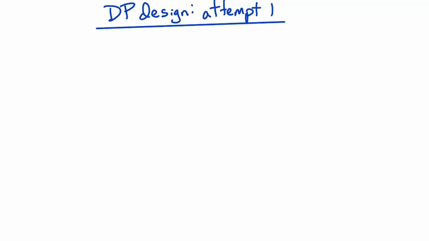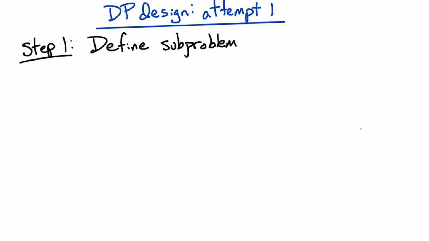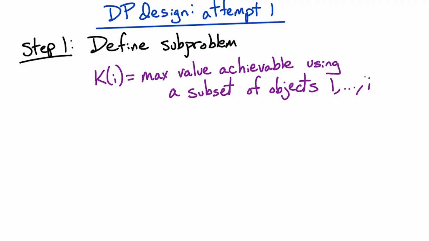Now let's go back and try to make our dynamic programming solution for this problem. Recall our basic recipe for designing a dynamic programming algorithm. The first step is always to define the subproblem in words. Our first attempt is always to try the same problem on a prefix of the input. Therefore, we let K of i be the max value achievable using a subset of the first i objects. All we've changed is the set of objects available to us, from the first n objects, 1 through n, to a subset of objects 1 through i.